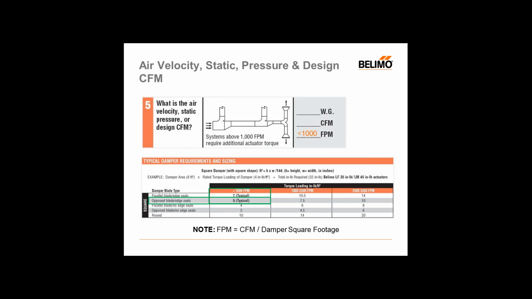Now, if you do not have the FPM and you do know the CFM, you can easily calculate that by just dividing it by the square footage to get the FPM. Now, we do have these three different values for less than 1,000, 1,000 to 2,500, and 2,500 to 3,500 FPM. If the application does have a higher air velocity, we do recommend that you work with the damper manufacturer to get more information on how that damper would be affected by higher velocity. That additional information will help us assist you in determining what the best solution could be.